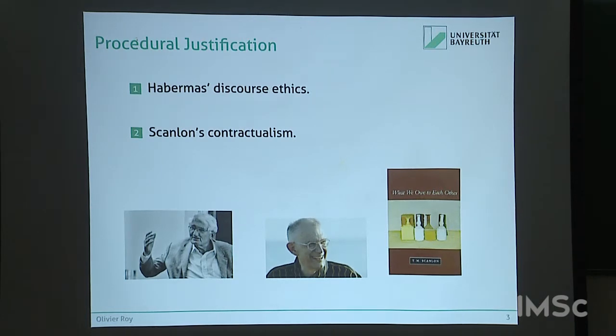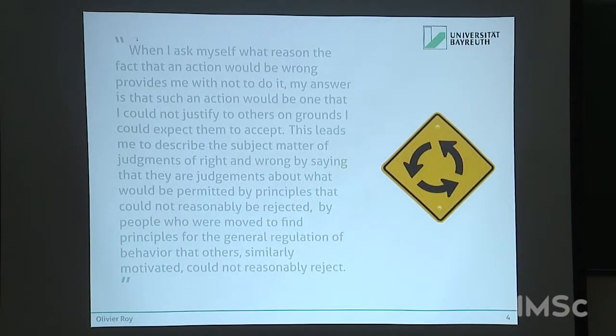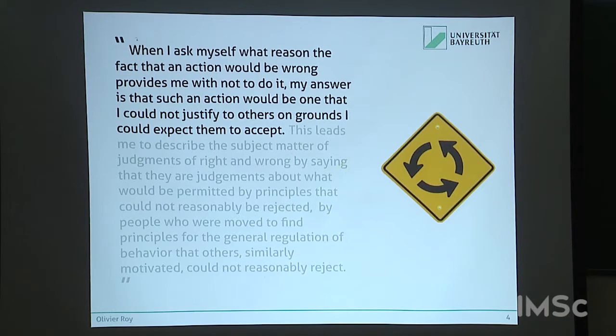So this is Scanlon here, and we're going to look at Scanlon's view on the justification of norms. That's going to be our target today. This is a quote from What We Owe to Each Other. We're going to read it slowly. Scanlon says, when I ask myself what reason the fact that an action would be wrong provides me for not doing it, my answer is that such an action would be one that I could not justify to others on grounds that I could expect them to accept.